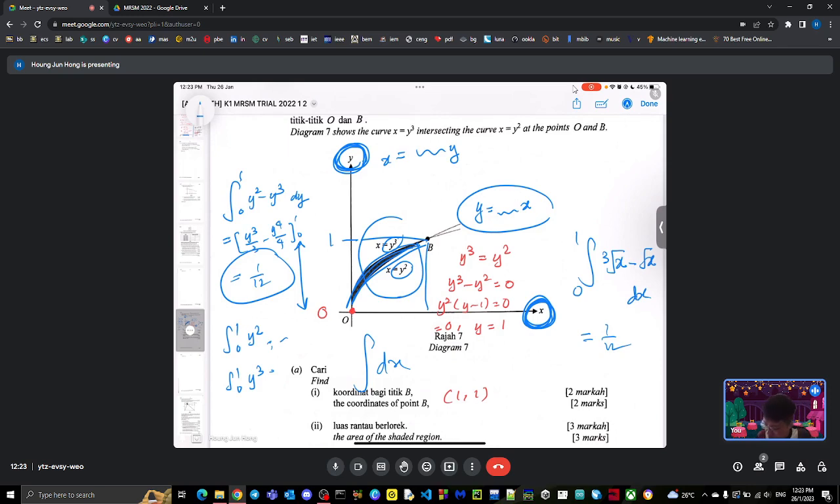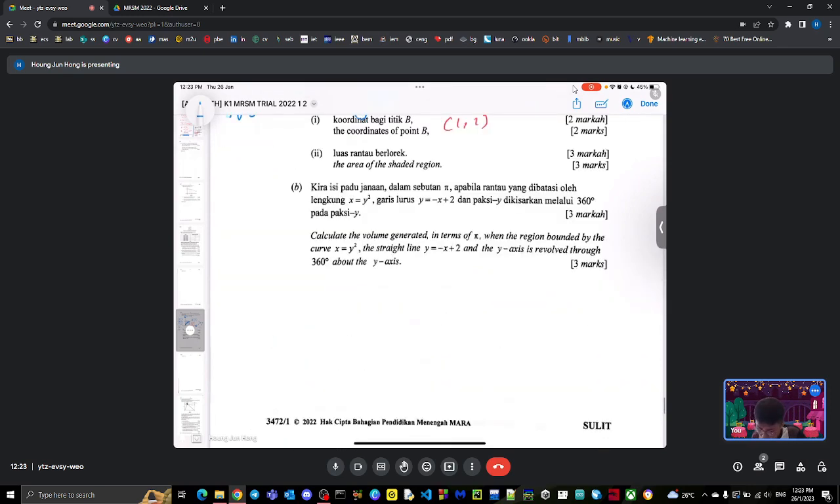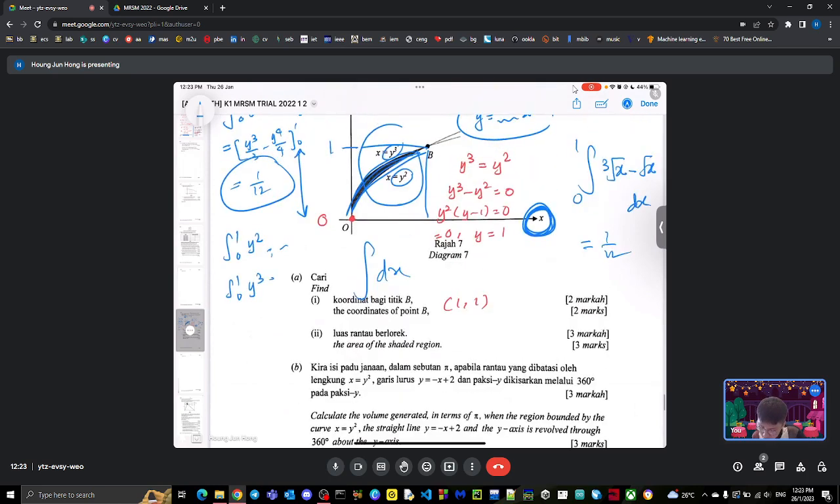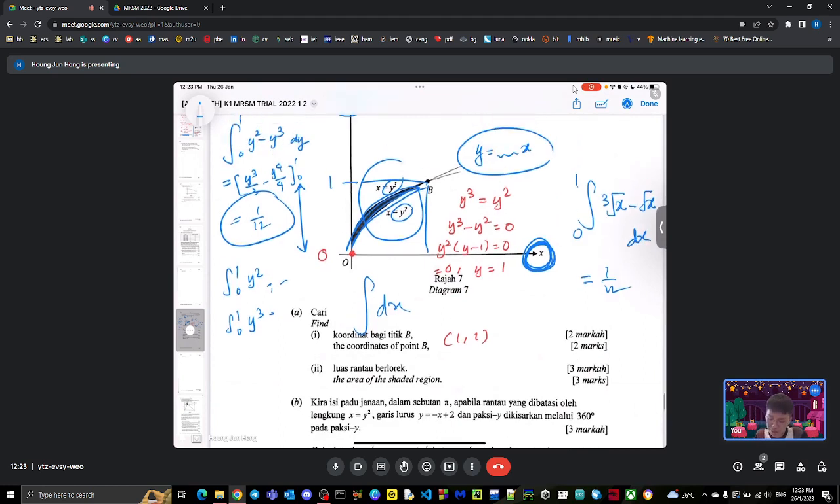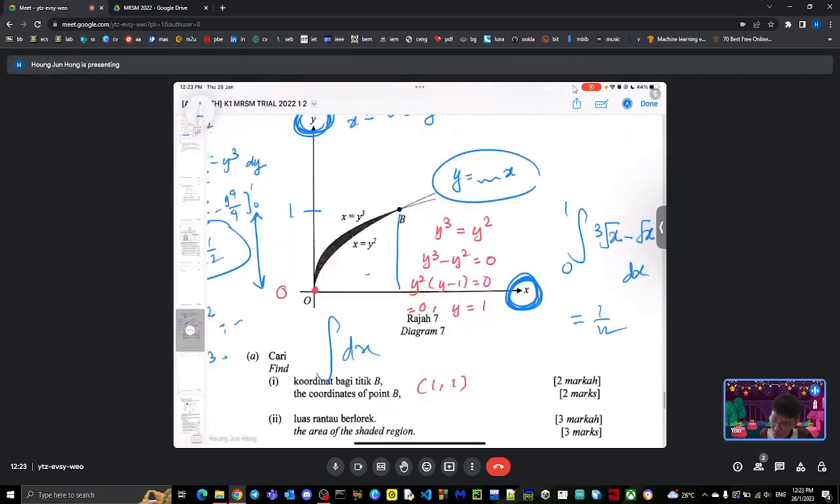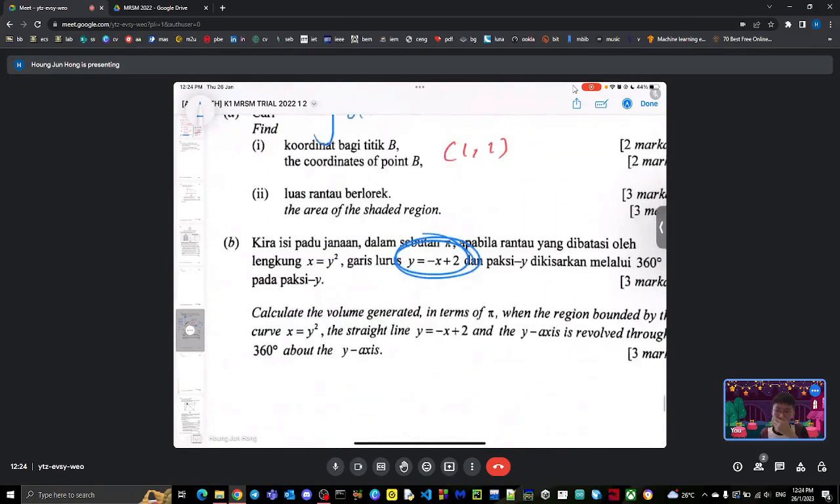Okay, next question. Now we want the volume. The volume generated when the region bounded by the curve x equals y squared, the straight line y equals minus x plus 2, and the y-axis. It's hard to visualize if you just read a sentence like that. You have to actually draw it out. That's the best way. So draw this line out. What is y equals minus x plus 2? So this is 2, and we know that based on the equation.